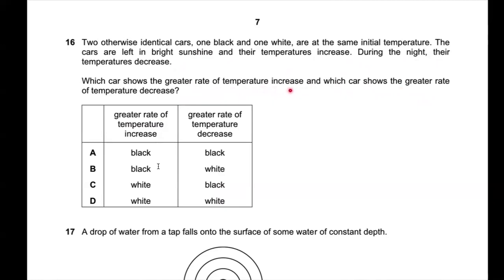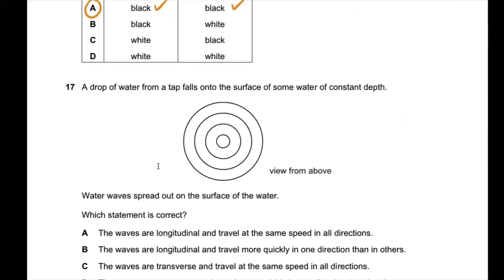Temperature increase would basically be the one which is the better absorber. So that's black. And temperature decrease, and again, it's just the rate. It's not talking about the actual temperatures. Just the rate of temperature decrease is going to be also greater for the black car because it's a better emitter as well, right? Good absorber is a good emitter. So it's black here. So it's 16A. Let's have a look at 17.